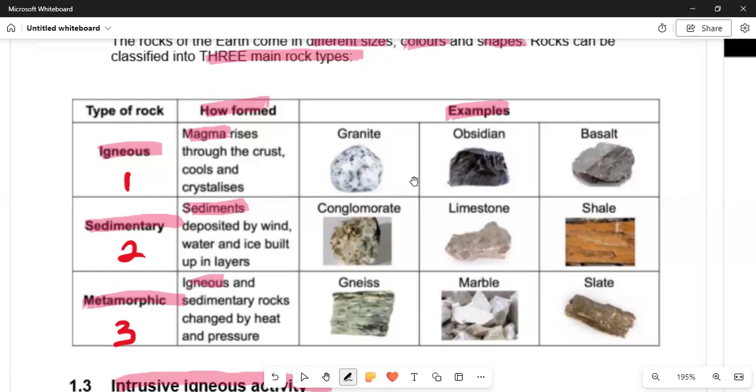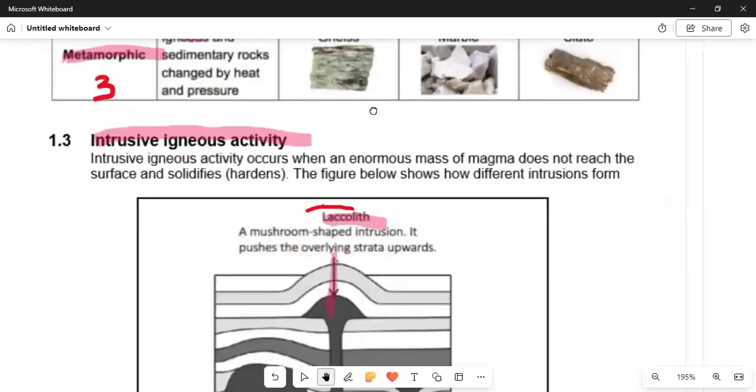So these are the examples now of igneous rocks. The typical question number 2, they can say, give an example: obsidian, basalt. Examples for the sedimentary, it is number 1, the conglomerate, limestone, and the shale. The metamorphic rocks are the gneiss, marble, and slate. Those are the examples. You need to know them by heart.